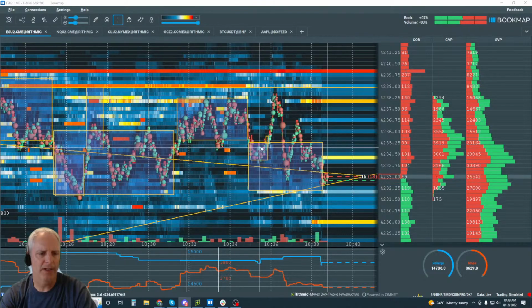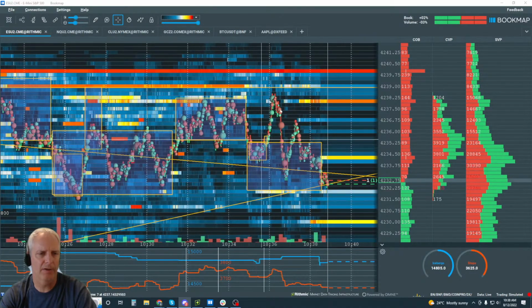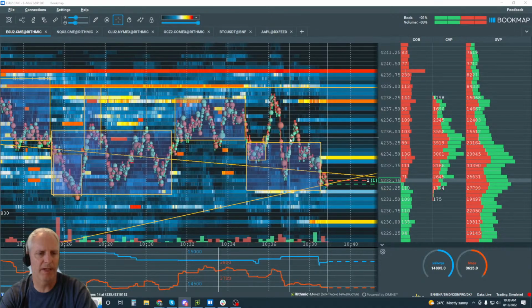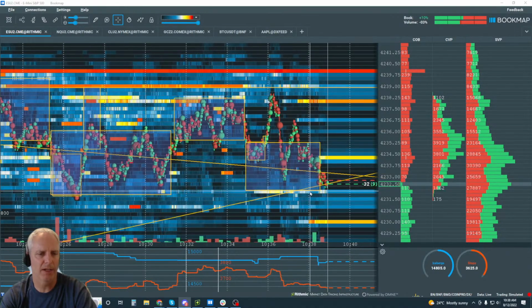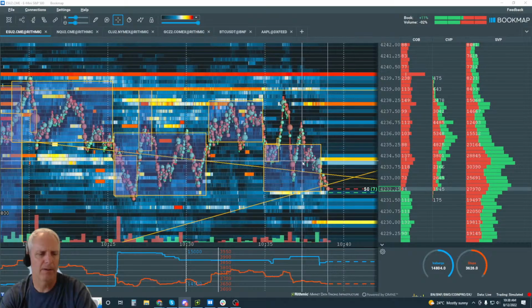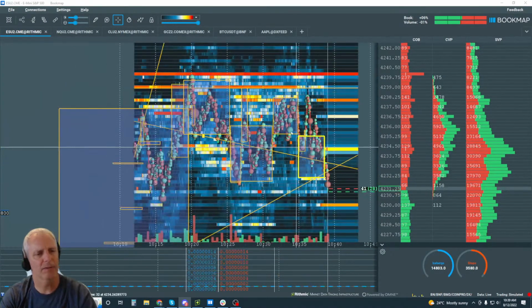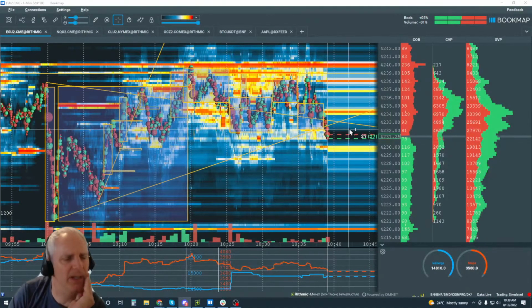So what happened here? It did both. Actually, we got our false breakdown here, moved back up, and then it broke down. So this is really kind of a choppy environment in here. Came right back up into these guys. Okay, so let's see what's happening here.